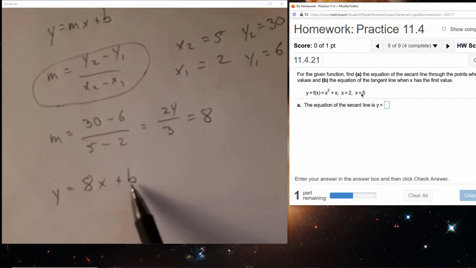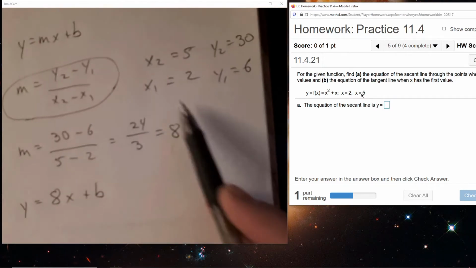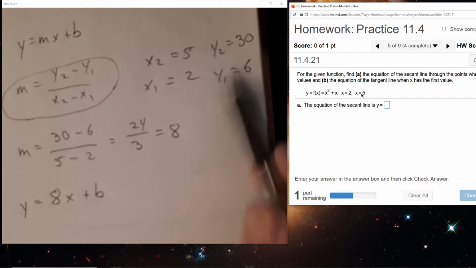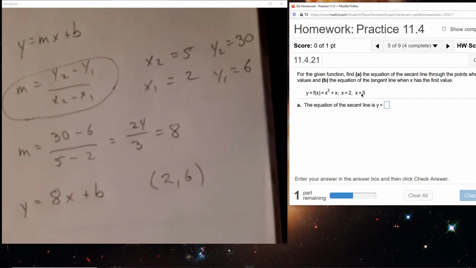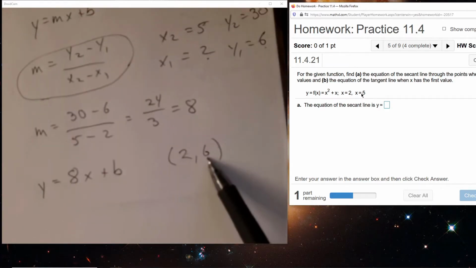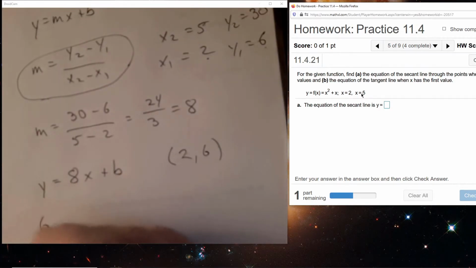Now, to finally determine the y-intercept, we just need one of these ordered pairs. It doesn't matter which one. I'll just choose the one with the smaller number. So if you plug in 2, you get 6. So this is saying when y is 6, x is 2.